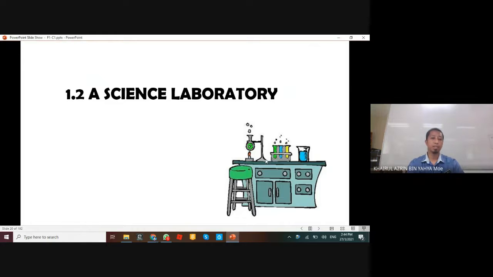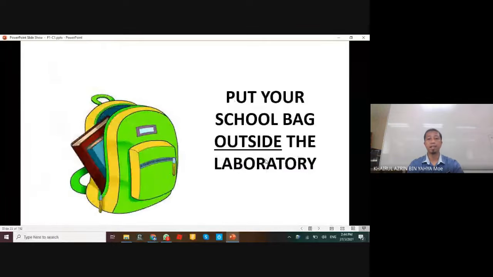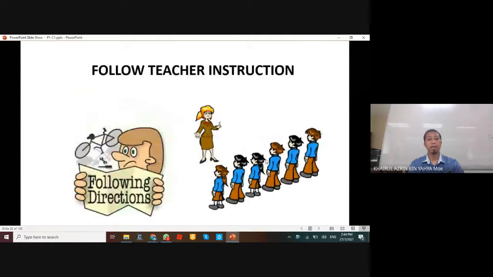Next, science laboratory. This is 1.2 already; previously it was 1.1, what is science. Now we go to subtopic 1.2, the science laboratory. There are a few rules and safety precautions, what we need to do in the laboratory and what we need to avoid. Safety is part of science. Number 1, put your school bag outside of the laboratory. Then follow teacher instructions, especially lining up in a queue in front of the lab.